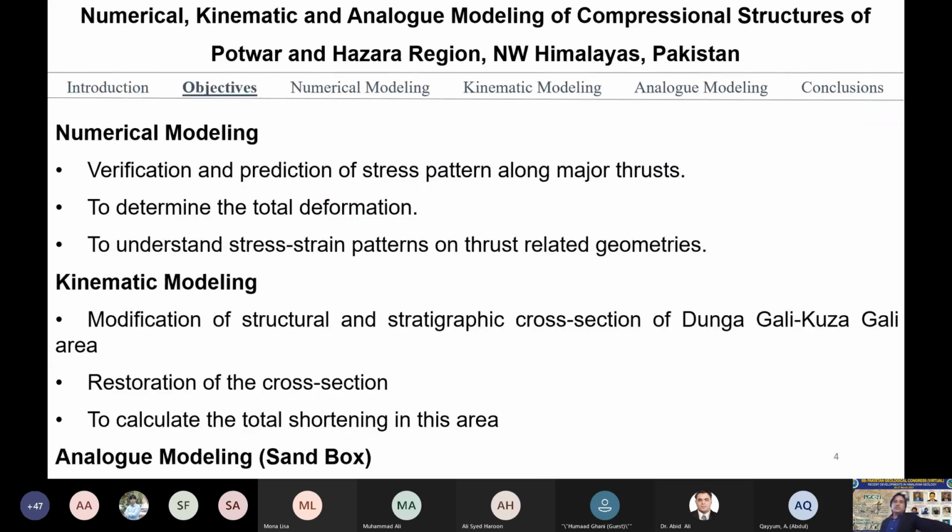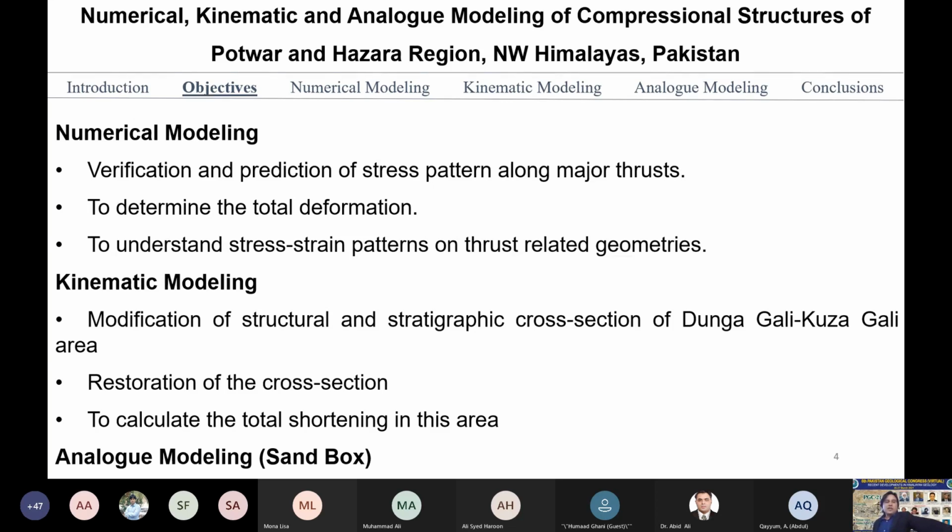The objective of this talk is basically the verification and prediction of stress patterns along major thrusts of the northwestern Himalayas. Using this numerical modeling, the main focus will be to determine the total deformation, and then to understand the stress-strain pattern on thrust related geometries. In those thrust related geometries, as I already told you, there are the major thrusts and the fracture patterns.